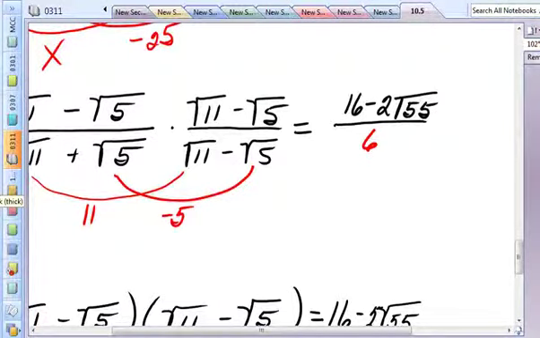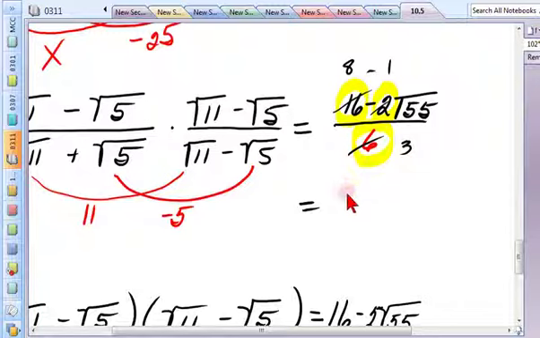Now, that's the right valued answer. That's the answer. My denominator is rationalized. But can I reduce this fraction? Yes. Do you see that this rational factor of that term, and this rational term, do all share a common factor? 2. So if I divide 2 into the 16, I get 8. I divide 2 into that, I get a minus 1. And I divide 2 into that, and I get 3. So I end up with 8 minus 1 times the square root of 55 all over 3.